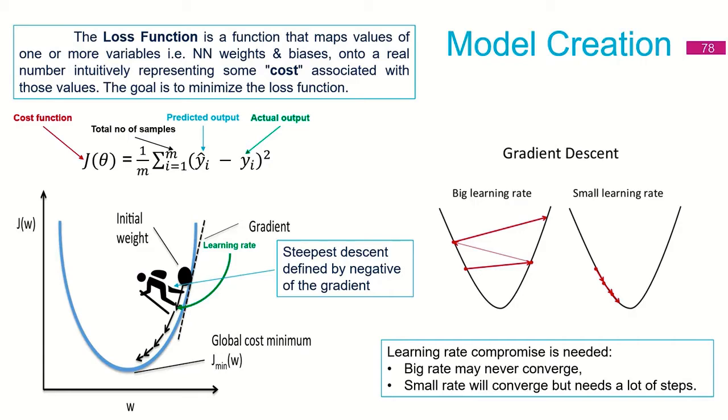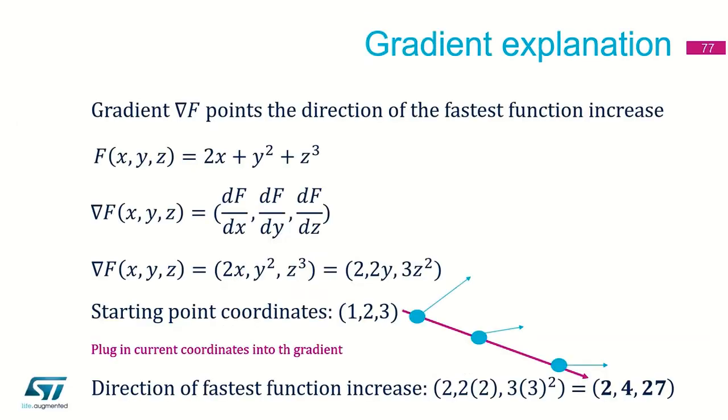Okay, so the gradient points the direction of the fastest function increase, so it can be used to find the maximum of the function. What about the minimum of the function? We need to use the negative of the gradient, the gradient descent approach, to find the minimum of the function. So exactly the negative approach of this basic rule. We should go not in this direction to find the maximum, we should go in the opposite direction to find the minimum of the function.